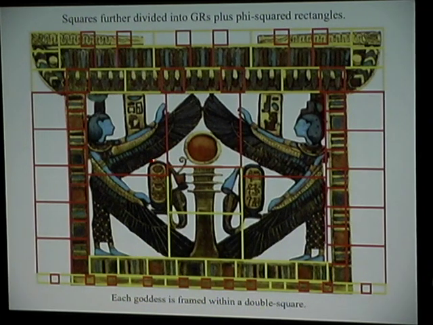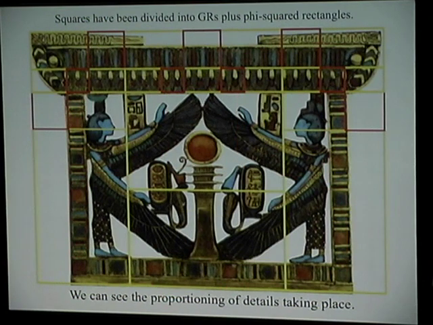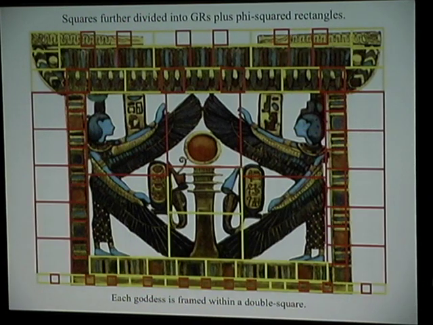In fact, let's see, what did I do here? Well, I just simply took it further again, lopped out a square from this golden rectangle. You see it's giving us more of this. The deities are in this double square, and I see this really quite often, the deities within the double square.